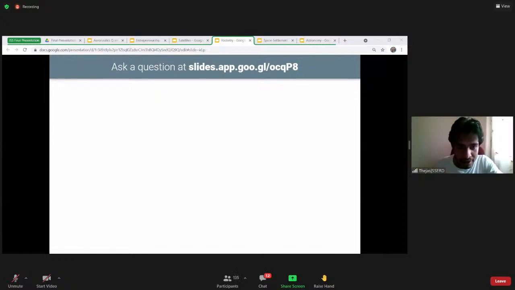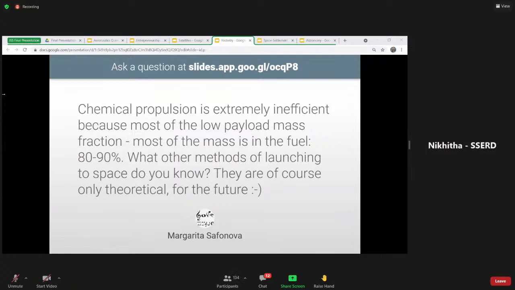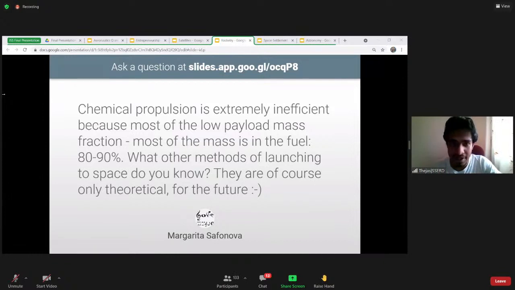So we have a question coming up from Margarita Ma'am. Tejas, could you also read out the question while it comes in? Yes, great. Team, Margarita Ma'am's question is as follows. Chemical propulsion is extremely inefficient because of the low payload mass fraction, most of the mass being fuel, somewhere close to 80 to 90%. What other methods of launching to space do you know? That, of course, is only theoretical for the future. So Ma'am wants to know about the other propulsion methods which are futuristic and conveniently carry a lesser fuel mass.